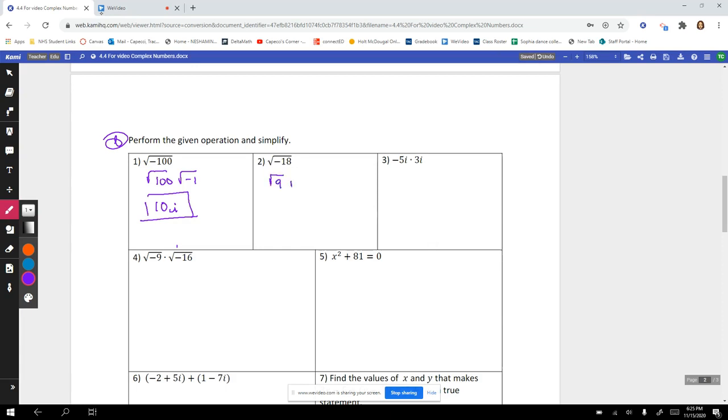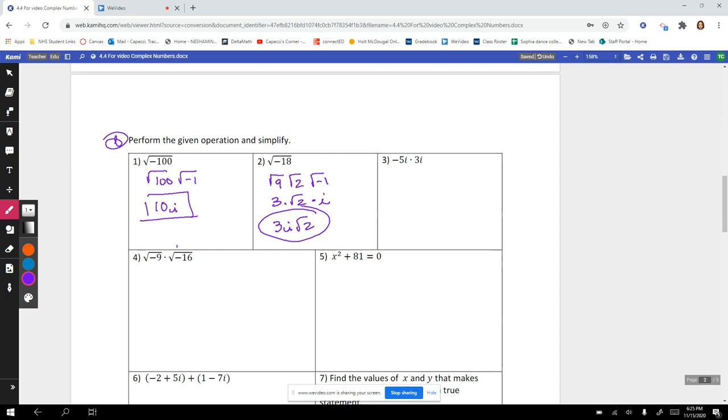The highest perfect square is 9; 9 times 2 gives us 18. And then I need to take care of that -1. So this is the square root of 9, which is 3, times the square root of 2 times the square root of -1, which is i. So what happens is we put that i up in front. So it's 3i times the square root of 2. That radical is always listed last.